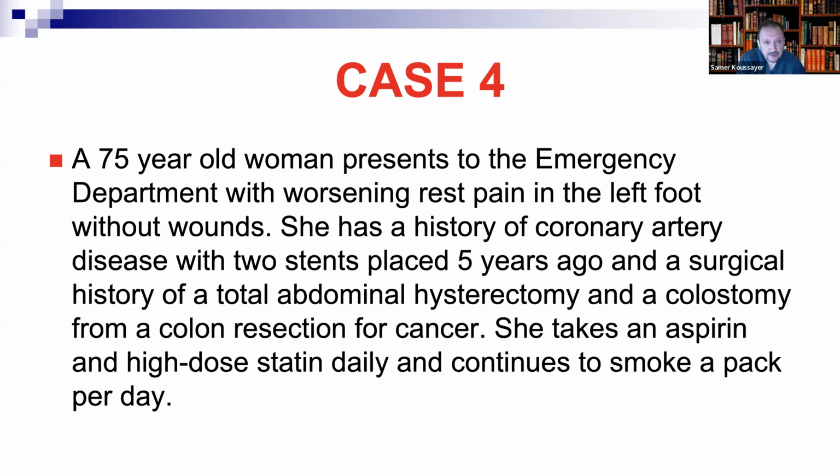Okay, so we have a 75-year-old who came to the emergency room in very bad pain, rest pain. There's no wound, no tissue loss. She has coronary artery disease with two stents, and a hostile abdomen. She's taking aspirin and a statin, but she still smokes. So this is kind of critical limb ischemia, correct? Yes, that's how it sounds. So they always ask what you're going to do next.